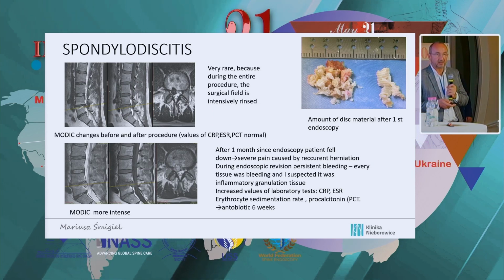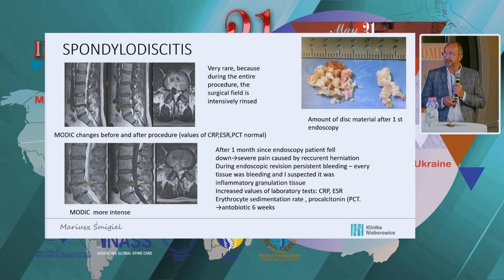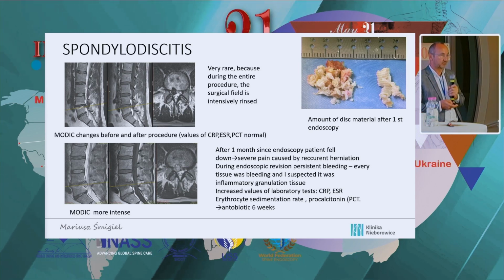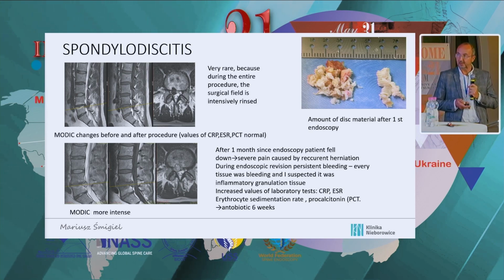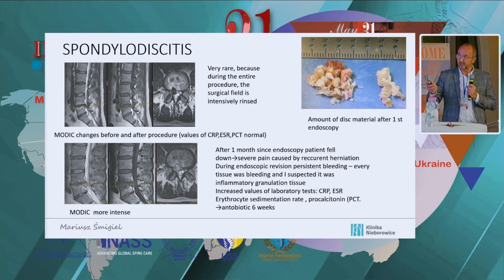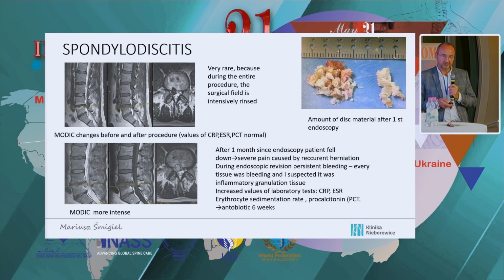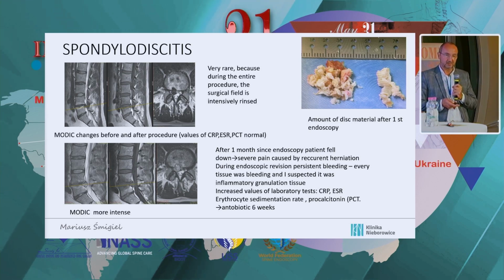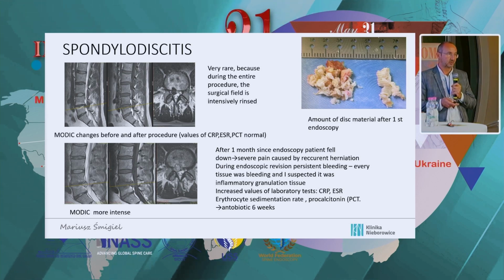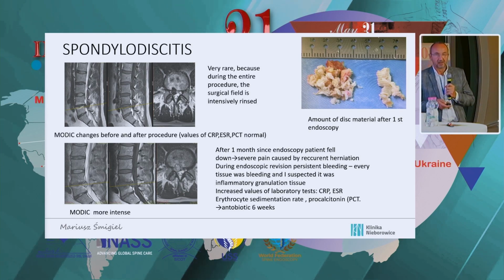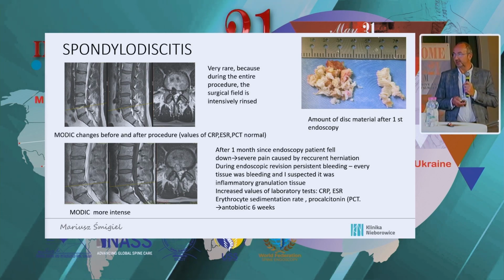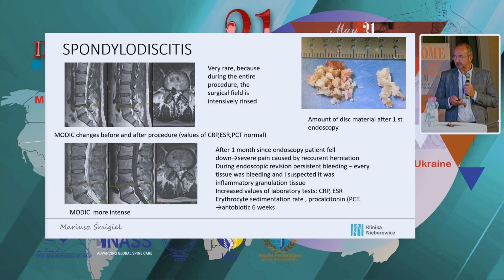Only once I had spondylodiscitis. One month after endoscopy, the patient fell down and started to feel very, very severe pain. Below is the MRI before second surgery. I didn't expect the spondylodiscitis, but during the surgery, each tissue was bleeding, and this is why I ordered laboratory tests and then antibiotic therapy for 6 weeks.